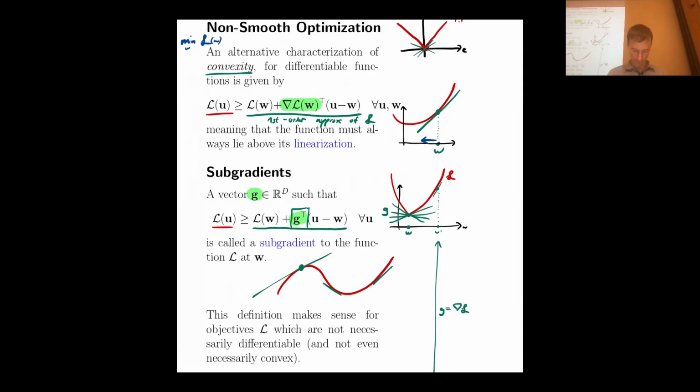You cannot have a linear function that is below the true function, right? That's what it would mean. That's what it would mean to have a subgradient, right? And it does not exist if you ask at this point W here.